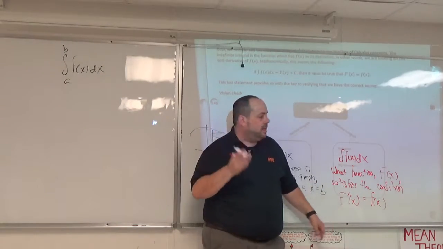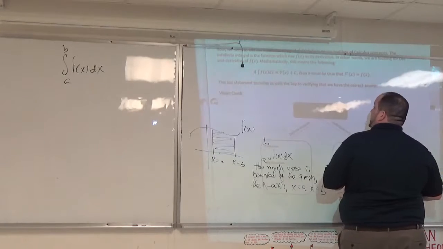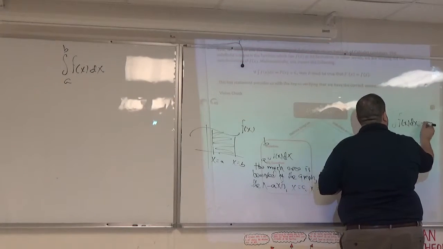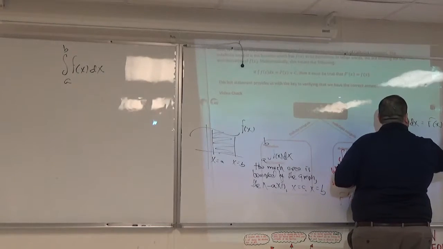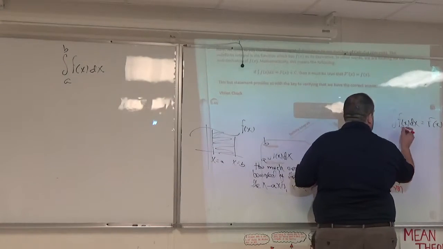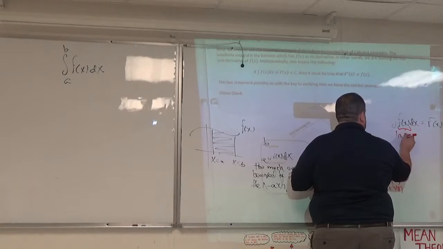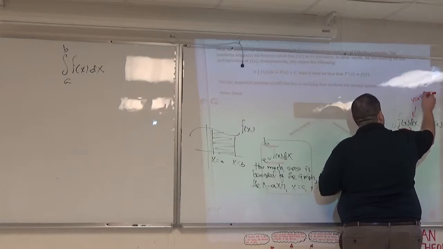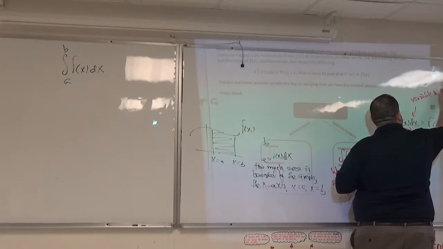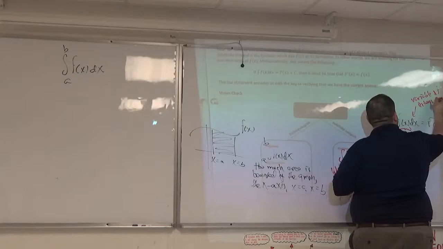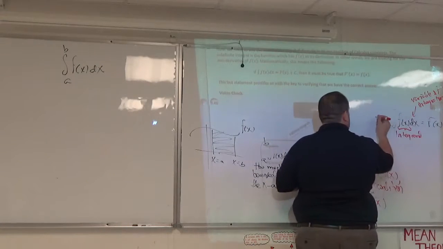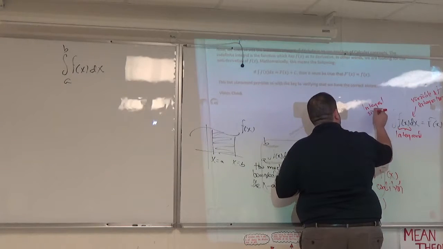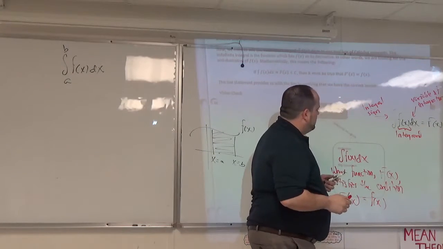We're okay? All right, so let's get the notation going over here. The indefinite integral of f of x dx is equal to F of x plus c. The f of x is the integrand. The dx is your variable of integration. This guy here is the integral sign.